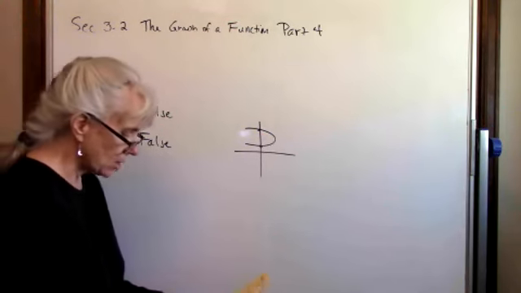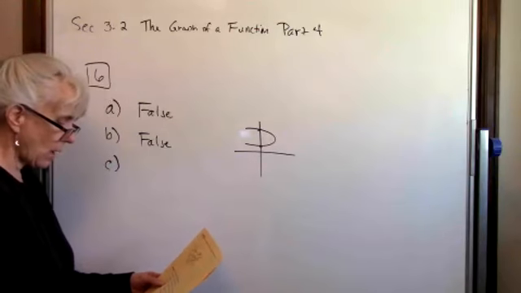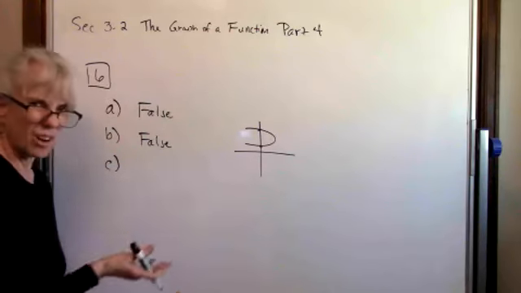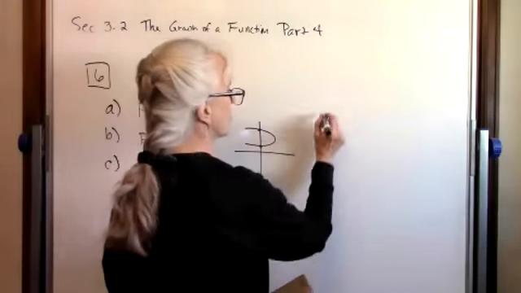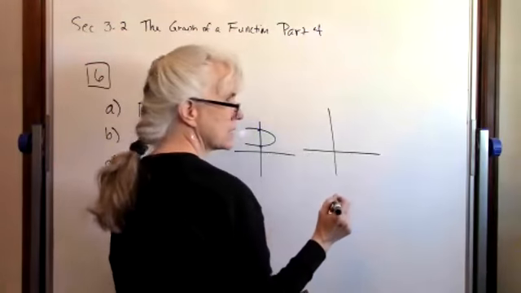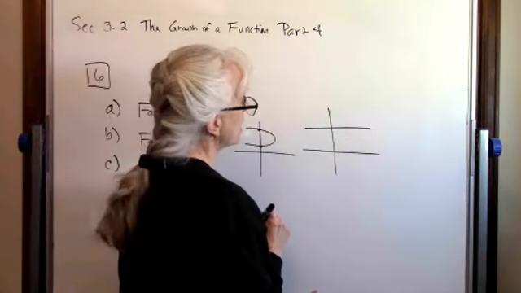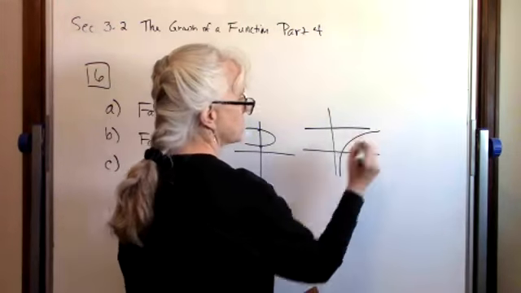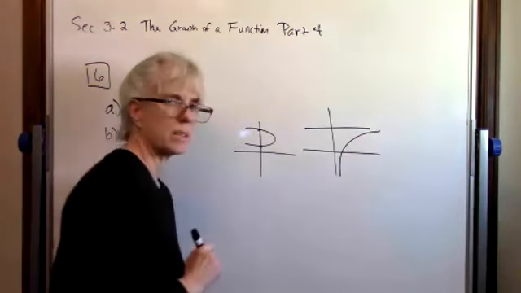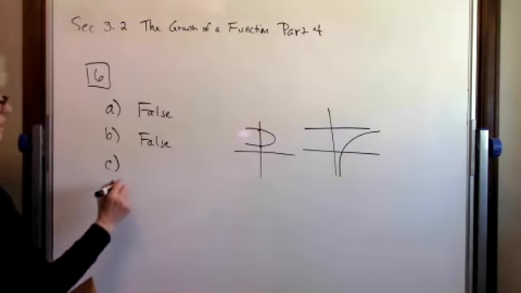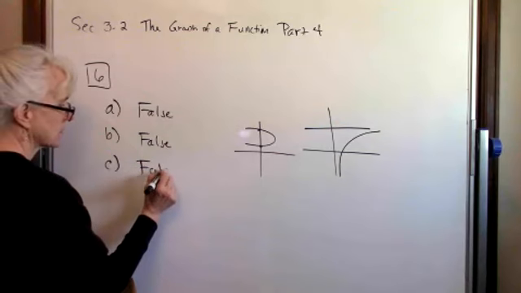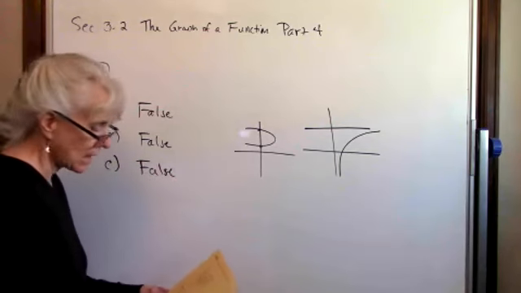Part C is asking, the graph of a function always crosses the y-axis. Does it have to cross the y-axis? So what if we did something like that? Well, that crossed the y-axis. What if we did something like that? Does that cross the y-axis? No, we saw one of those. So that's also false. It does not have to cross the y-axis. It also doesn't have to cross the x-axis.